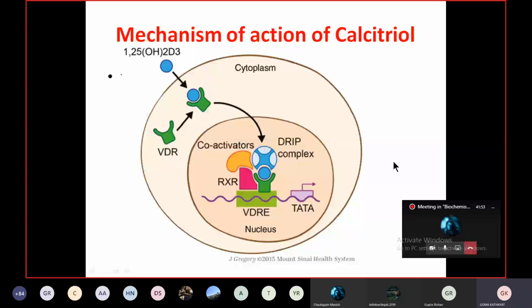Now coming to the biochemical function of vitamin D. The overall function of the active form of vitamin D is to maintain an adequate plasma level of calcium.